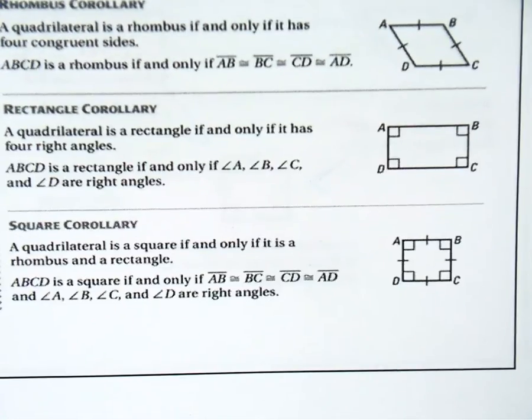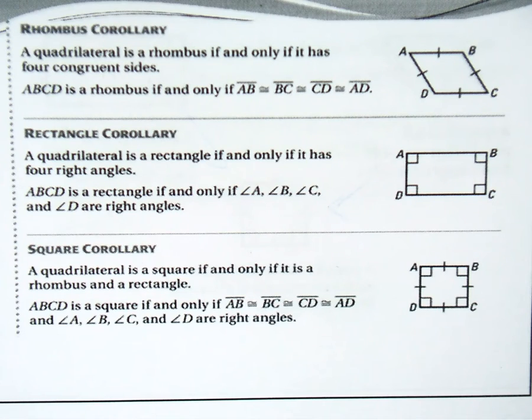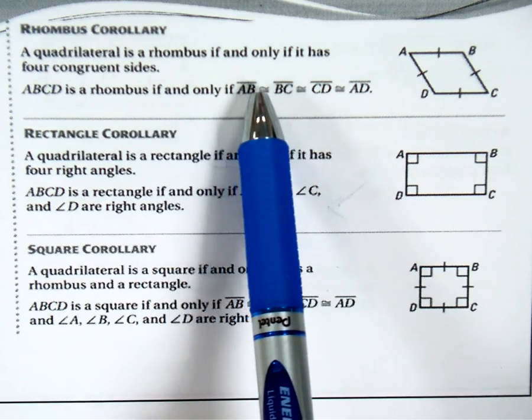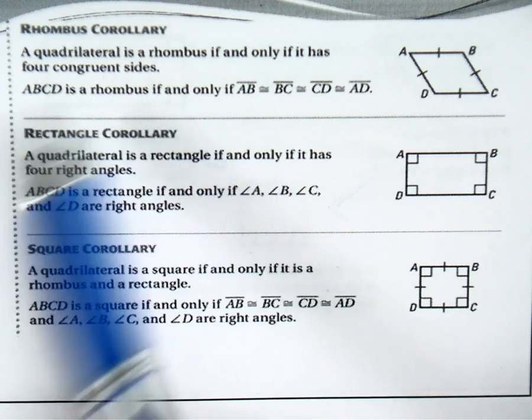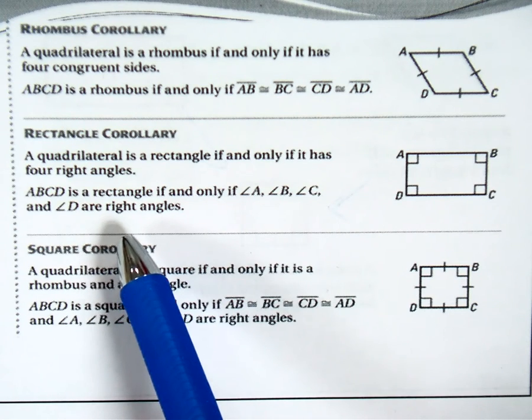Some properties here, some corollaries. Remember, a corollary is just a little half step, a common sense half step forward off of a definition or a property we already have. So a quadrilateral is a rhombus if and only if it has four congruent sides. That's pretty much the definition that we had there.